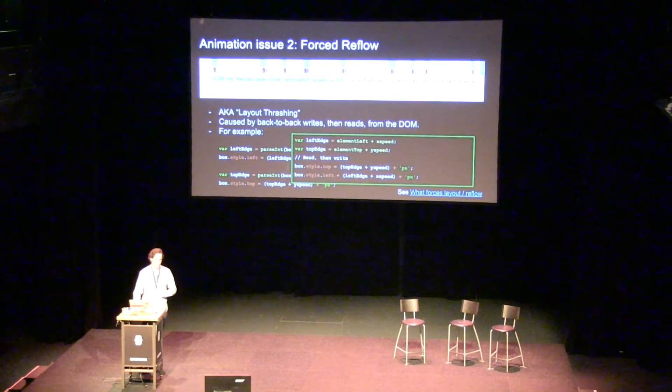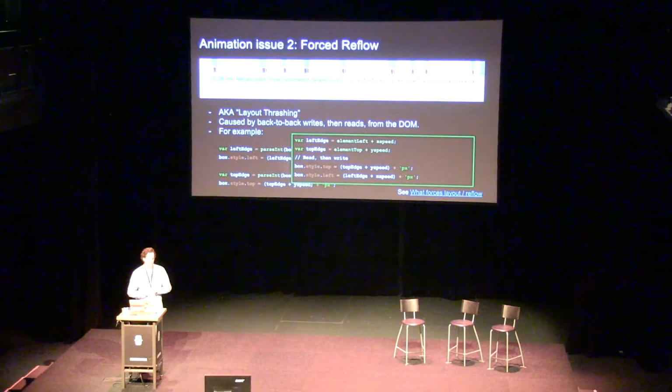And the fix in this case is just to either do your reads first, or even better, just compute those values so you're not reading from the DOM at all. In this case, I'm just moving a box with a speed of x and y, so I can simply calculate where that element is.